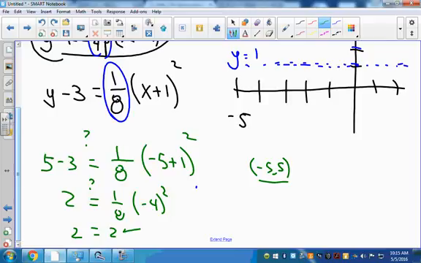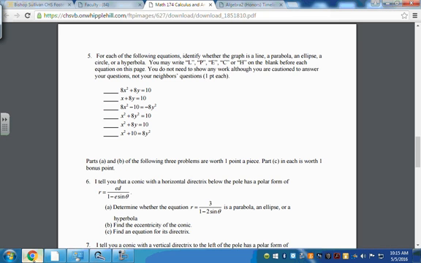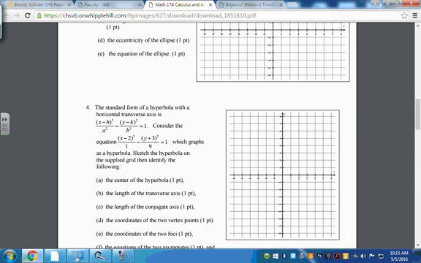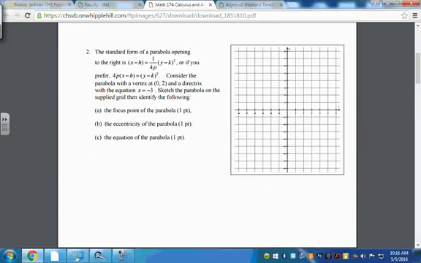There's the parabola that opens up. Let's look at the sample test questions again. This is one that's on your class page, and this one addresses a parabola opening to the right. Opening to the right, not opening up. We've done one going up, but now let's do one going to the right.